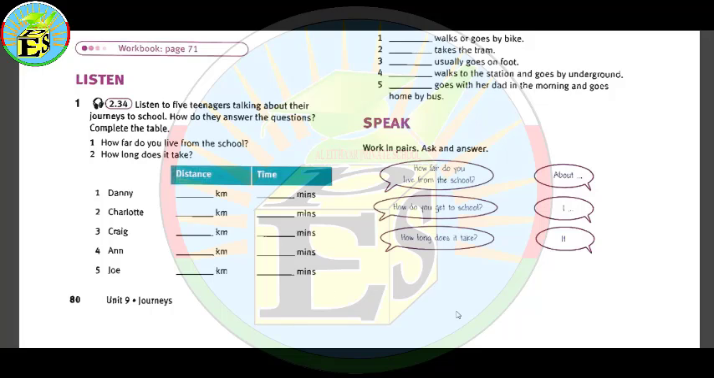4. Anne. How far do you live from the school? I'm not sure. About 2 or 3 kilometres, I think. And how do you get to school? I take the tram. It stops right outside our block of flats. How long does it take? About 20 minutes. 5. Joe. How far do you live from the school? About 4 kilometres. How do you get to school? I go by underground. How long does it take? It takes 5 minutes to walk to the station, 10 minutes on the train, and another 5 minutes from the station to the school.